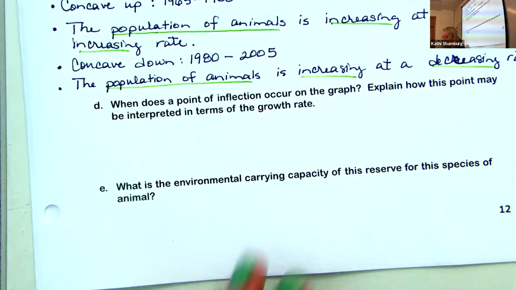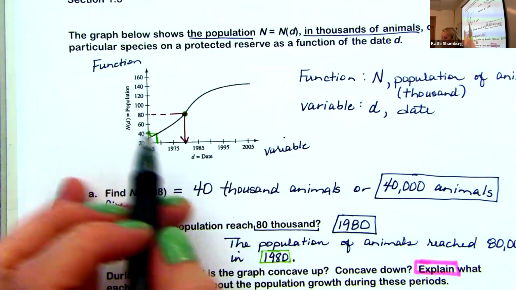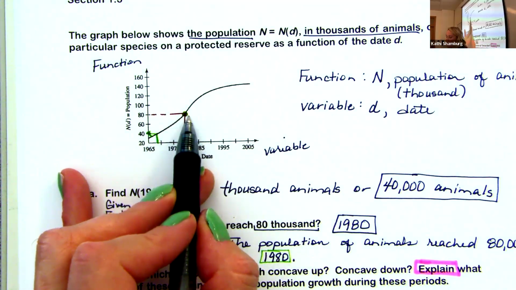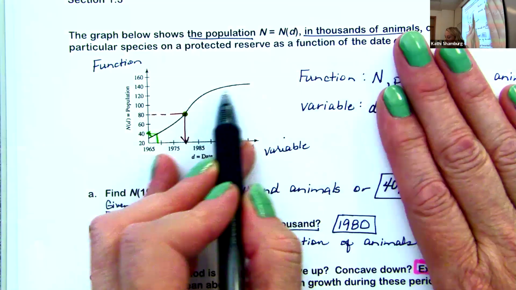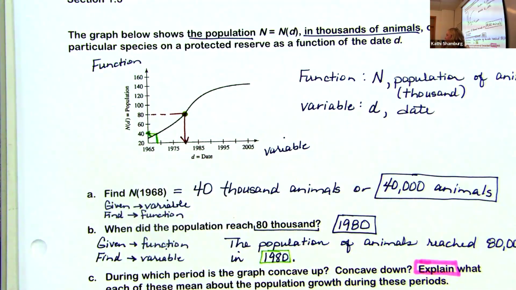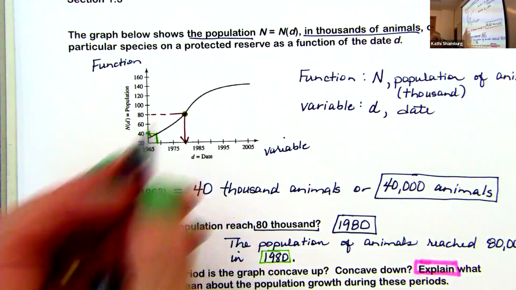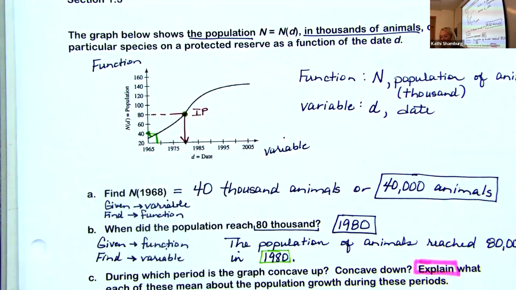Okay, all right, so before we get to D and E, last week when we talked about concavity, we said this point right here, when it switches from concave up to concave down, was called something specific. Does anybody remember what that was? Inflection point. So at this point, this is our inflection point.